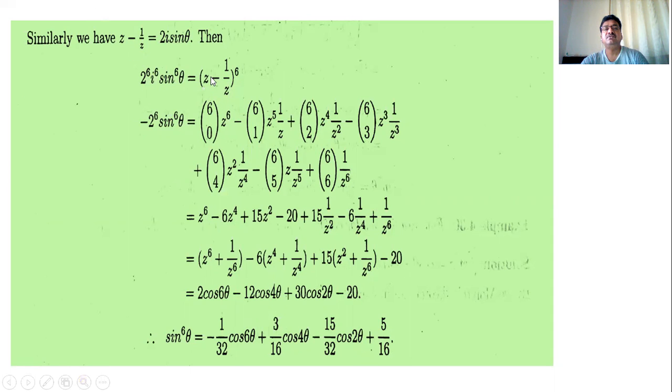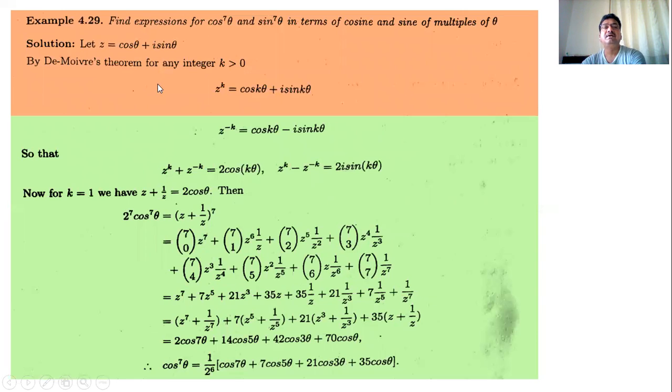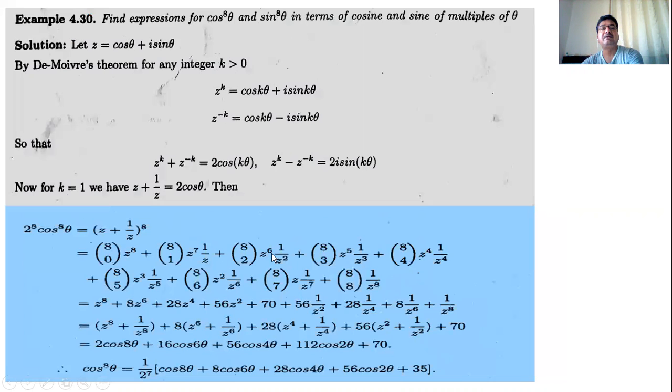And then the expression is what? Plus term, plus minus, in this way. We have this expression and substitute the values. So this is cos raised to 7 theta and sin raised to 7 theta. That is, take the 7th power of both sides. So the same type of example, 7th power.